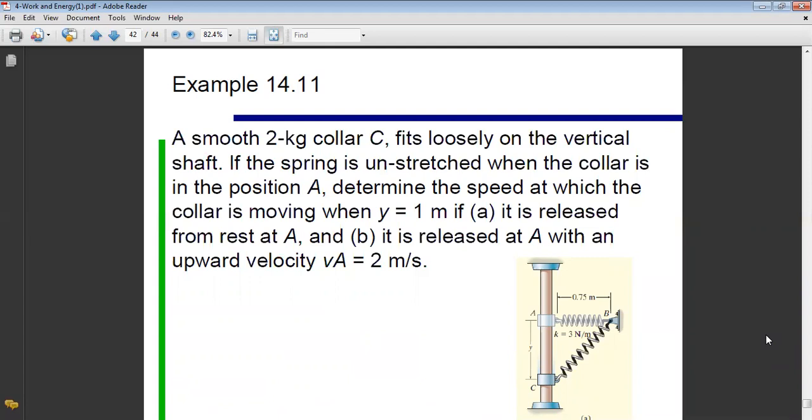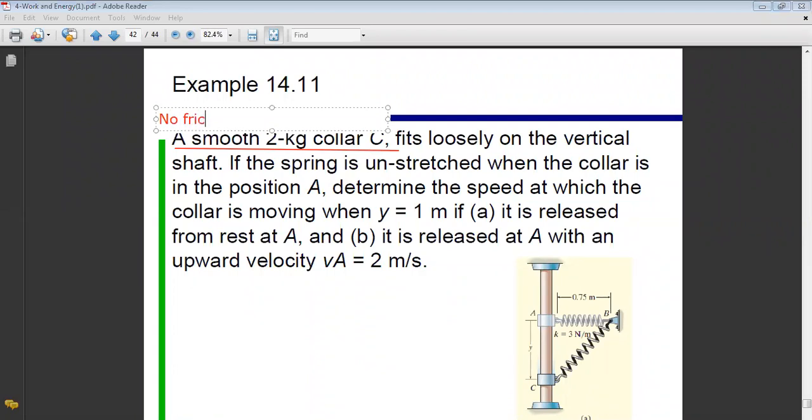So here, first they said our collar is smooth. So we have a smooth collar. Since the collar is smooth, this means what? No friction. So I can deduce from this sentence that no friction is acting on my collar. Now we have that at the initial position, my collar was at A. So this is state 1. What do I know about state 1? I can summarize here the different conditions.